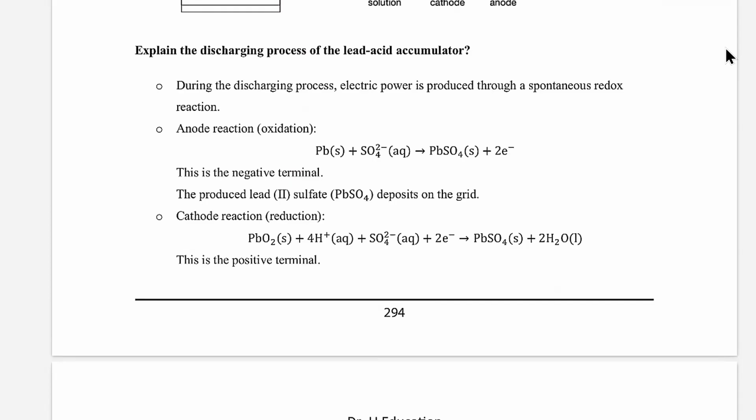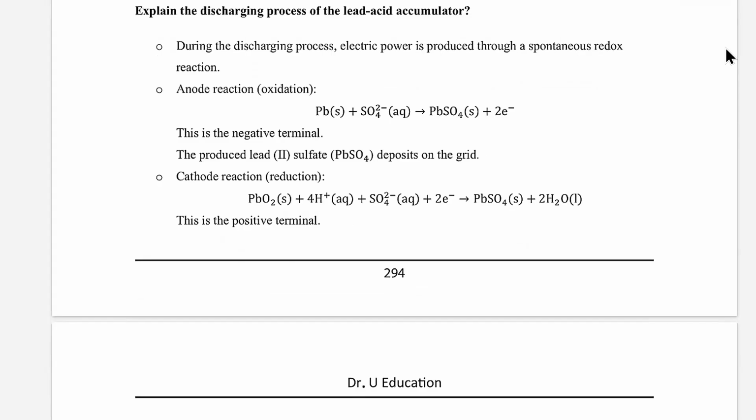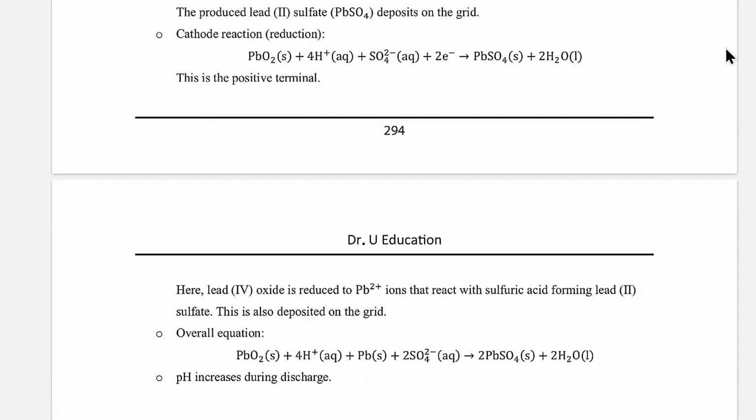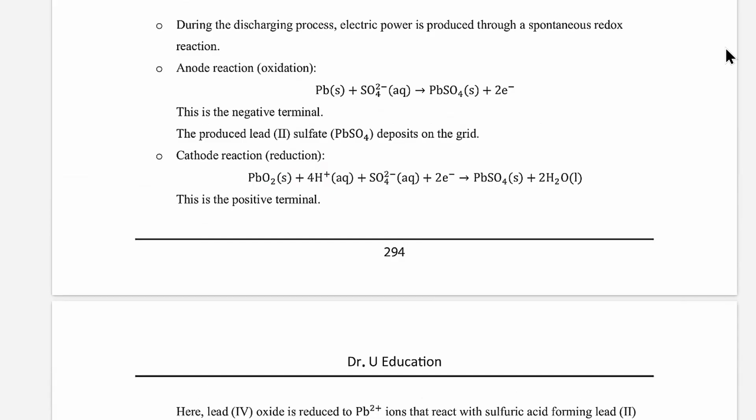Explain the discharging process, Arvind. The discharging process is like a galvanic cell. So it's a spontaneous reaction. The anode is Pb and the cathode, so it is a normal galvanic cell. Lead oxide is reduced, and it just deposits on the plates, and when it is recharged again, it will be deposited back.